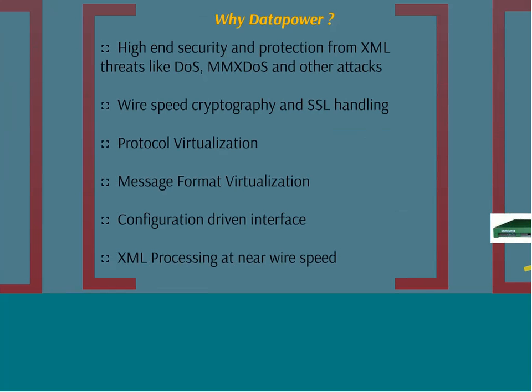So we have several reasons to say why we need to choose DataPower, and a couple of reasons I have tried to put here. The first reason is that it provides high security and protection from XML threats. In today's world, where XML has become a de facto language of communication between systems, it is important to have threat protection in terms of these XML threats. DataPower by default, without any configuration, provides you XML threat protection.